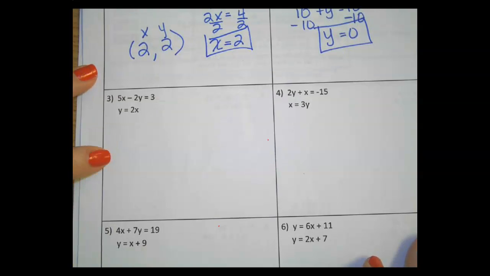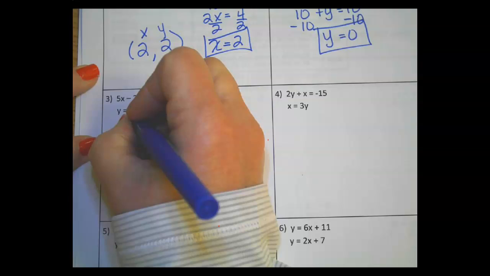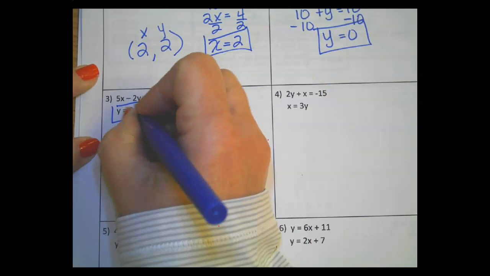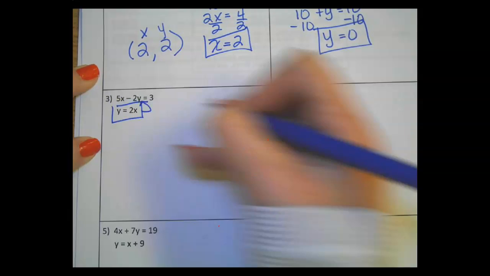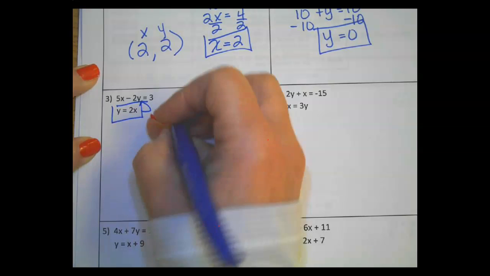Next, we're going to make it a little more difficult. So now it's telling us that y is equal to 2x. So we're going to take this whole thing and put it where the y is, because that's what it says. It's what y equals. So this is what it's going to look like.